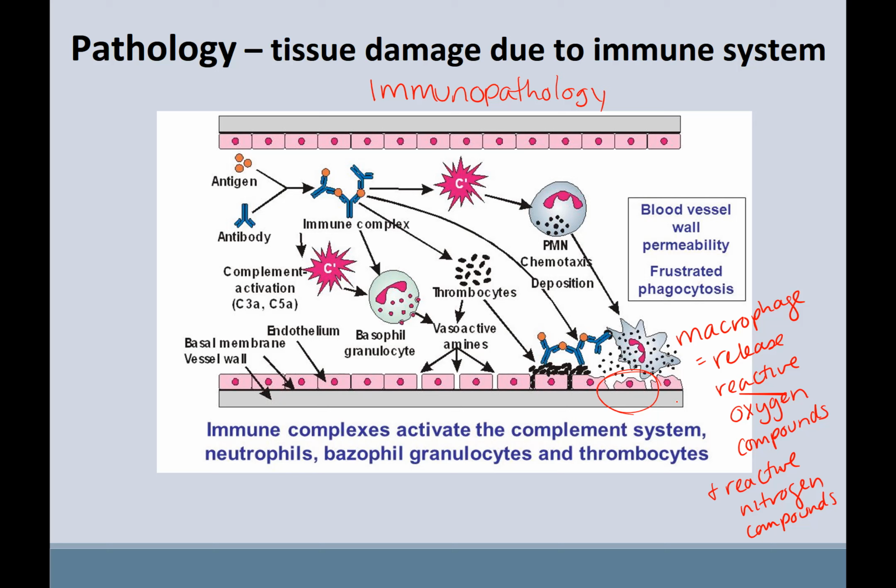Complement is recruiting some of these other immune cells. The antibodies and some of these other cytokines can actually trigger damage in our own tissue because it's nonspecific. Your goal is to clear out the damaged tissue or the damaged pathogen, and sometimes this can get overactive and actually cause more damage to our cells.